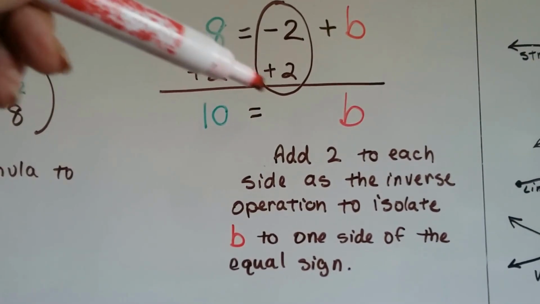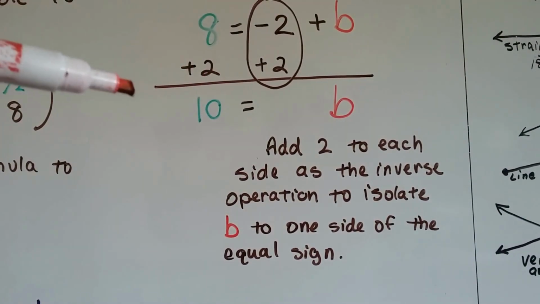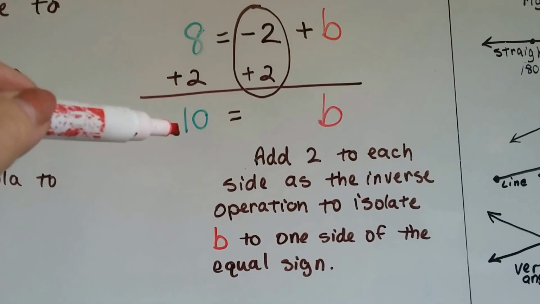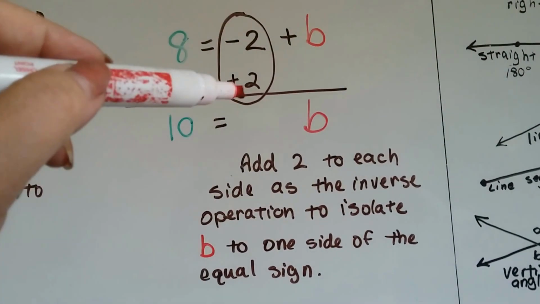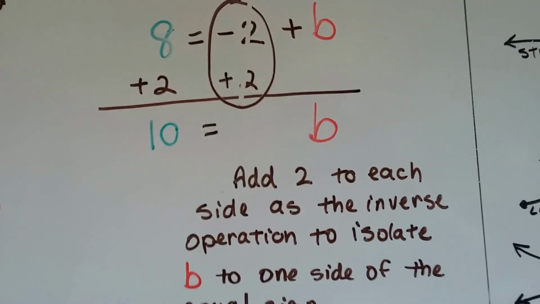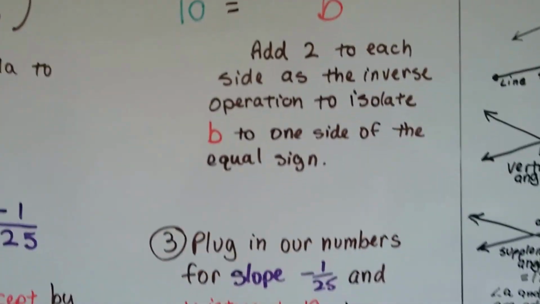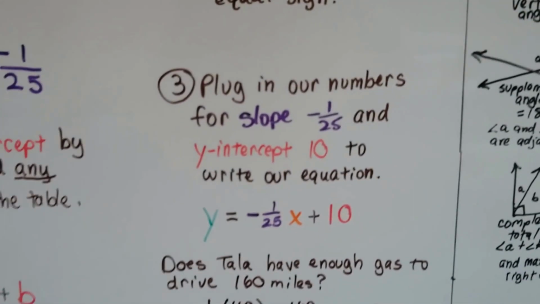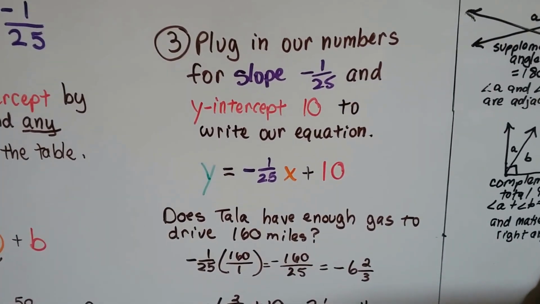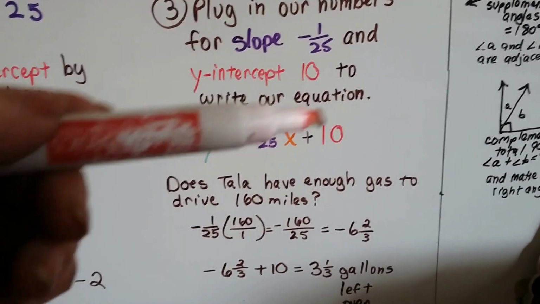I'm going to add 2 to each side as the inverse operation to isolate this b to one side of the equal sign. So when I add 2 to this side, 8 plus 2 is 10. And when I add 2 to this side, it creates a 0 pair. Negative 2 plus 2 makes a 0 pair. Now I have 10 equals b. Now we know the y-intercept b is a 10. We just plug in our numbers for the slope, negative 1/25, and our y-intercept b is 10, and we write our equation. Y equals negative 1/25 x plus 10.